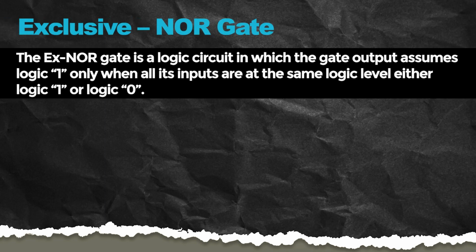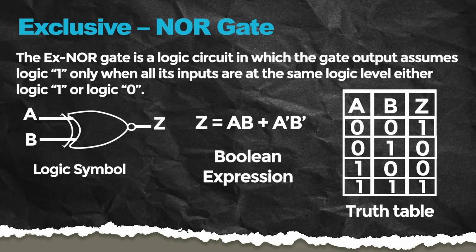The next gate is the exclusive NOR gate. The exclusive NOR gate is a logic circuit in which the gate output assumes logic 1 only when all its inputs are at the same logic level, either logic 1 or logic 0. So we can see the symbol of the exclusive NOR gate. The only difference is at the output, you can see a circle, a bubble. So we can write Z is equal to A exclusive NOR B.